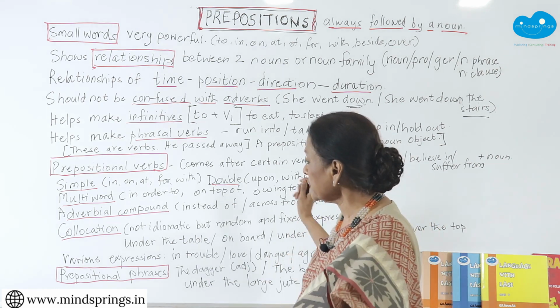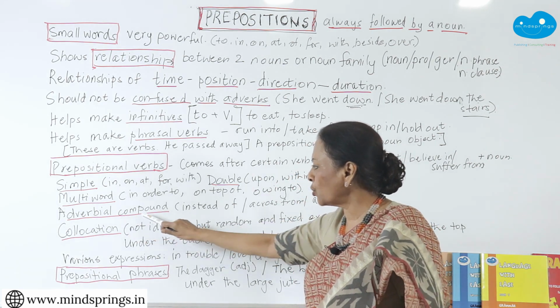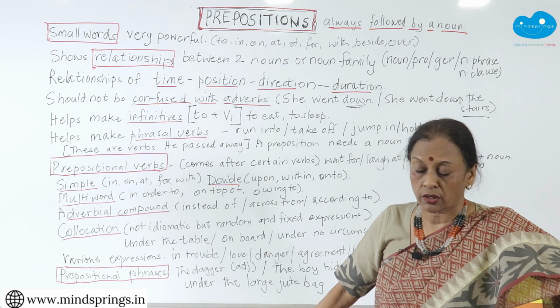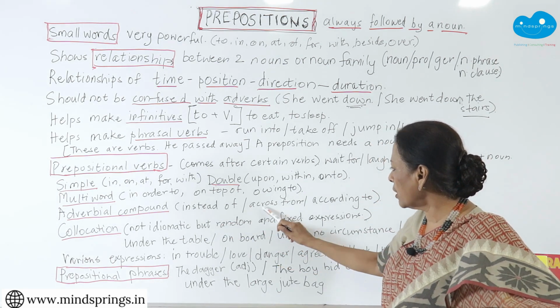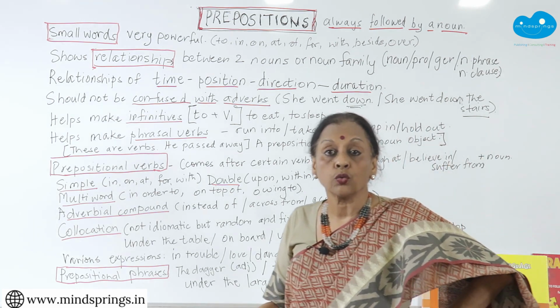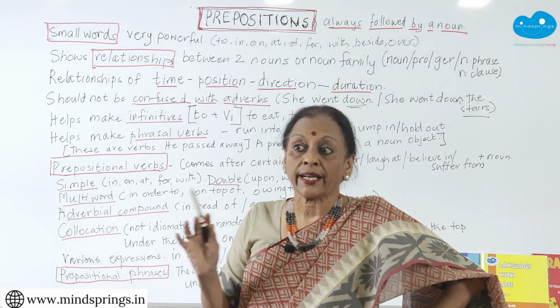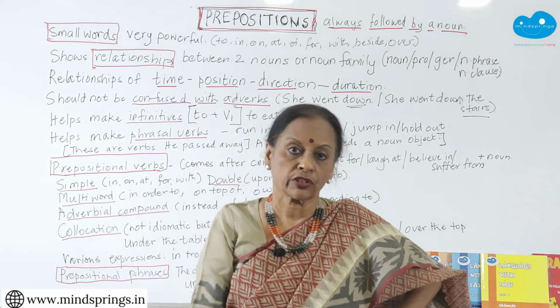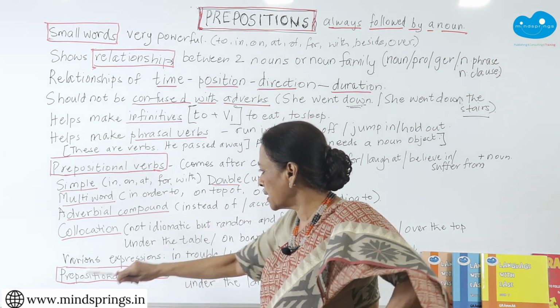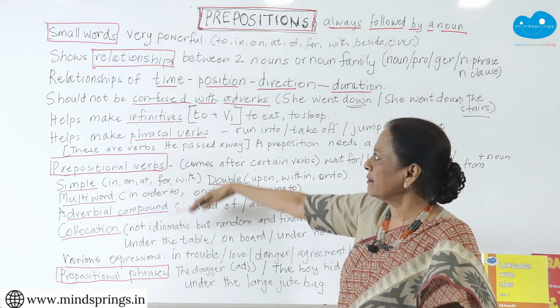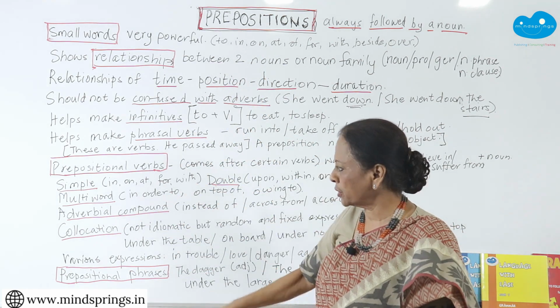Then you have what is called the adverbial compound. So these are compound words: instead of, across from, according to. You can't break it up. And all of them have adverbial functions. They are all adverbs. Okay, so remember this. So these are some of the complexities of the preposition.